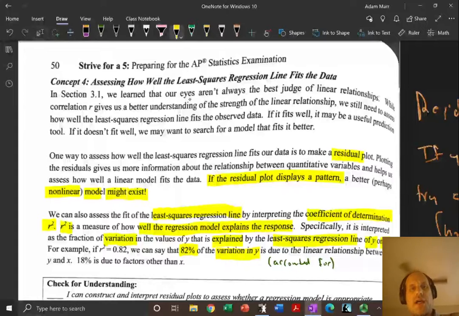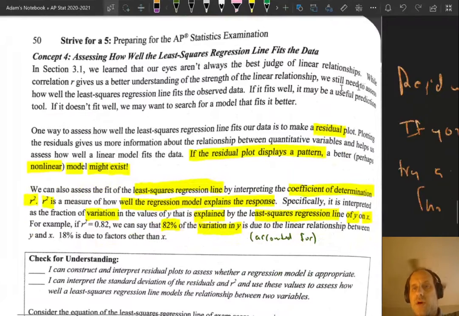In 3.1, we learned our eyes aren't always the best judge of linear relationships, while correlation r gives us a better understanding of the strength and the direction. Remember, correlation is strength and direction. We still need to assess how well the least squares regression line fits the observed data. Are there tight residuals or are there large residuals? We have to see. If it fits well, it may be a useful prediction tool. If it doesn't fit so well, we may want to search for a model that fits it better.